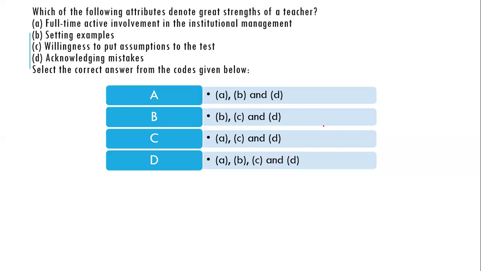Which of the following attributes denote great strengths of a teacher? Full-time active involvement in the institutional management? No, not full-time. Setting examples, yes, the teacher should be an example. Willingness to put assumptions to the test, yes. Acknowledging mistakes, yes. So BCD would be the best option. Yes, that's the right answer.